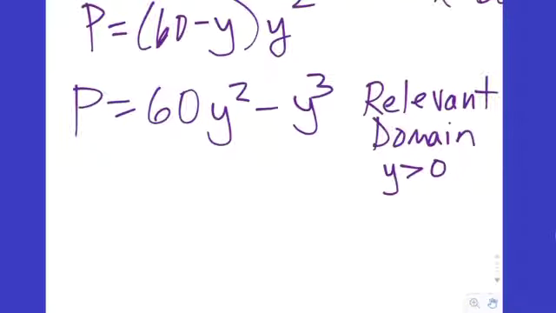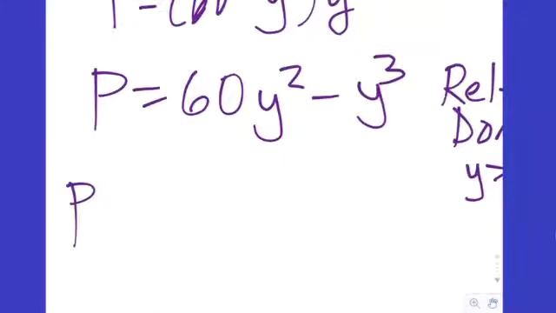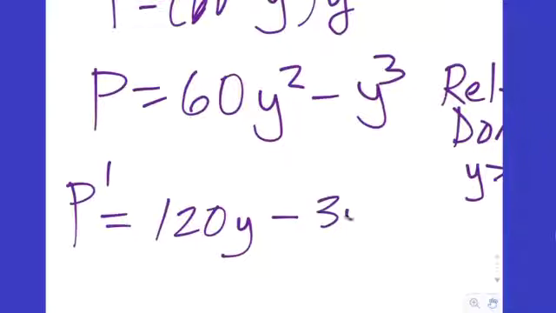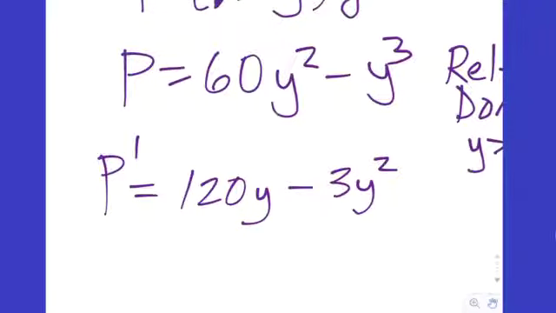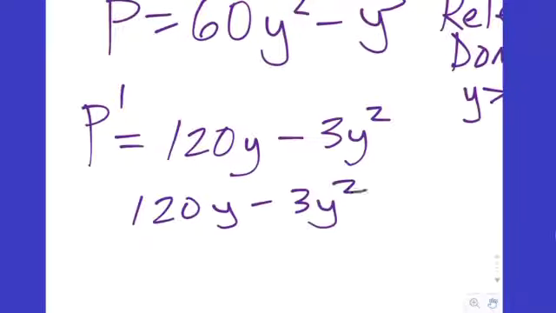So now to find the maximum, we need to see where we have critical values. So let's do that. We need to find the critical values. So P prime is equal to 120Y minus 3Y squared. Is that ever undefined? No. Is it ever 0? Maybe so. Let's see. We'll set it equal to 0.